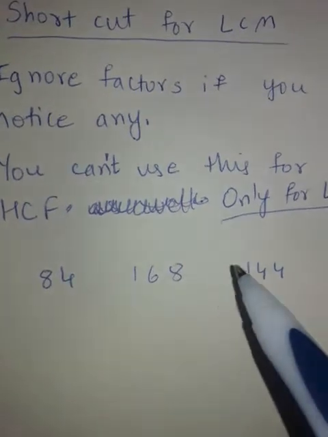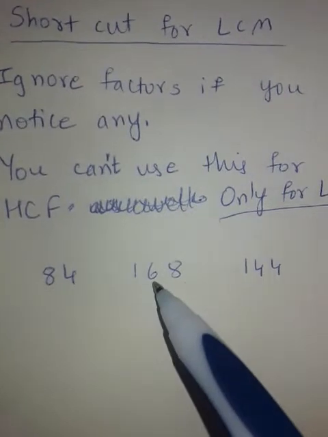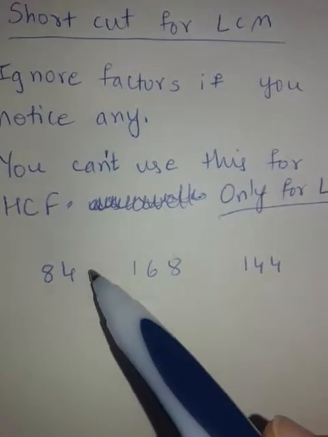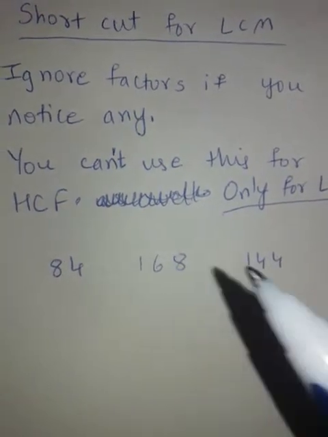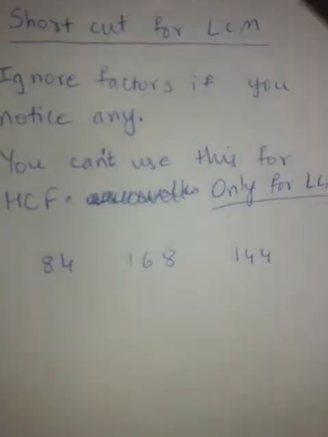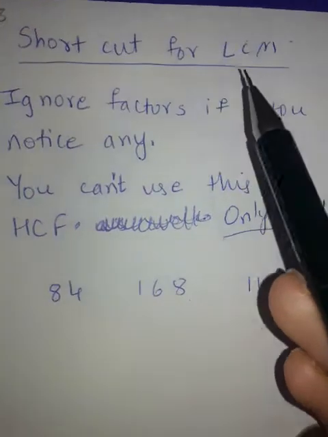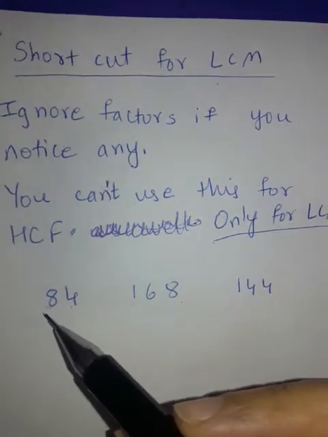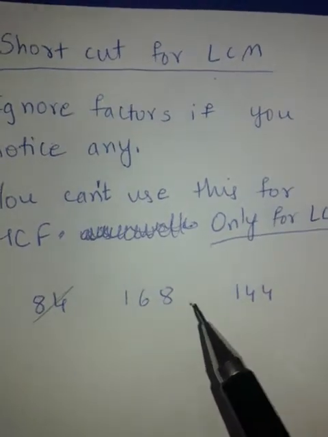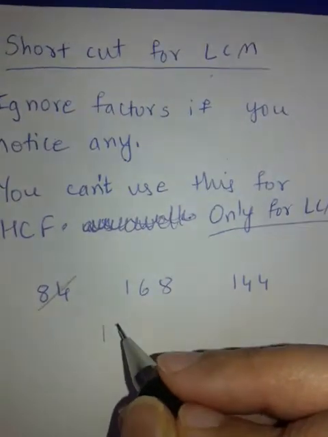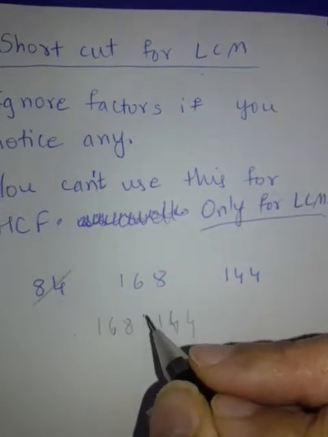Now when I look at these three numbers, 84, 4 2s are 8, 8 2s are 16. That means this multiplied by 2 is 168. That means 84 is a factor of 168. So what this shortcut says, since I want to find LCM, I'm going to ignore the factor. So now I'm left with only two numbers, 168 and 144.